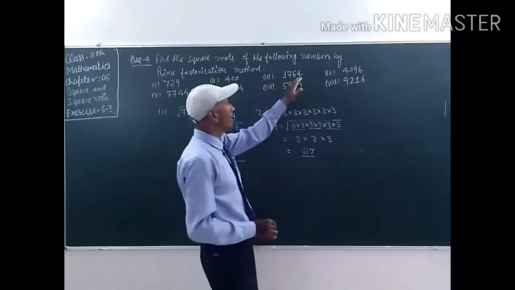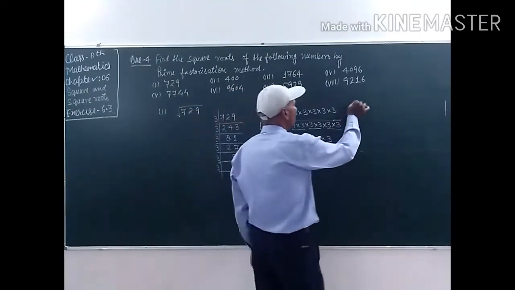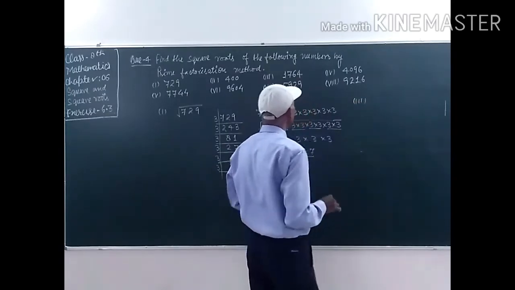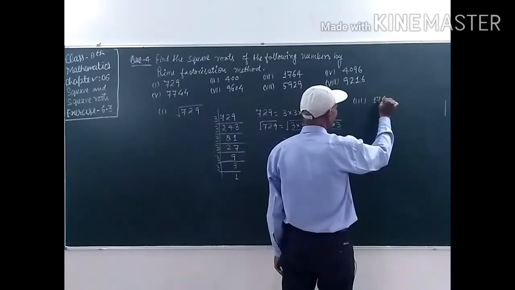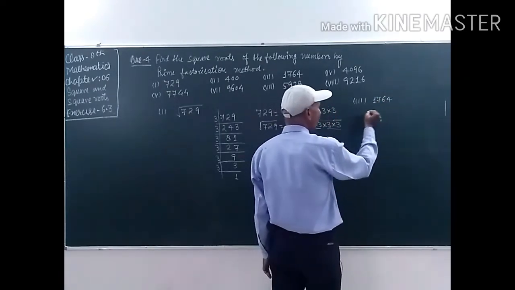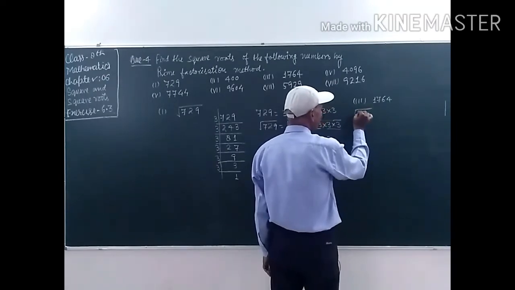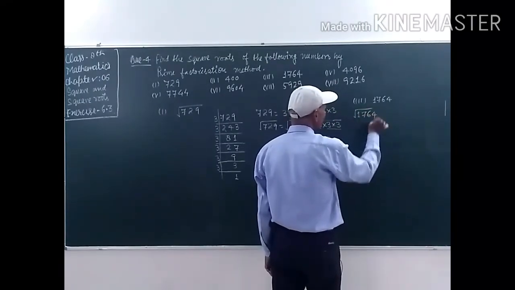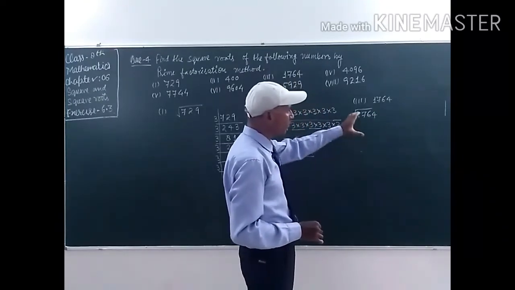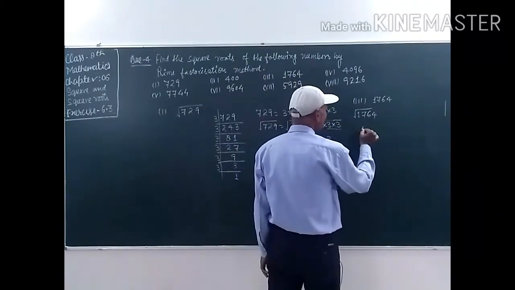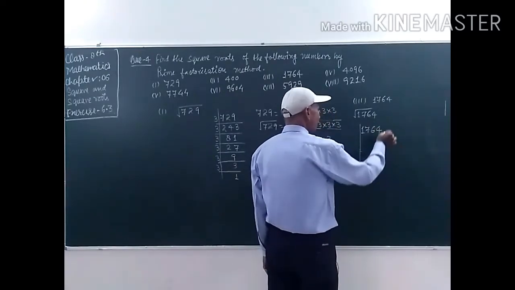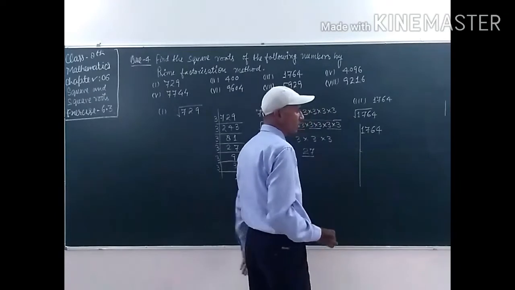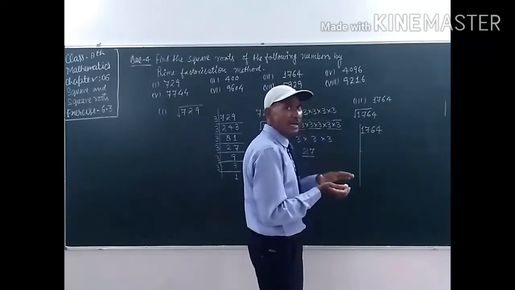Now we have to find the square root of the third part, students, that is 1764. Now we have to find the square root of 1764. First of all we have to find the prime factors of this number. 1764, and the unit digit of this number is 4, students. So it is divisible by 2. 2 is the least prime number.